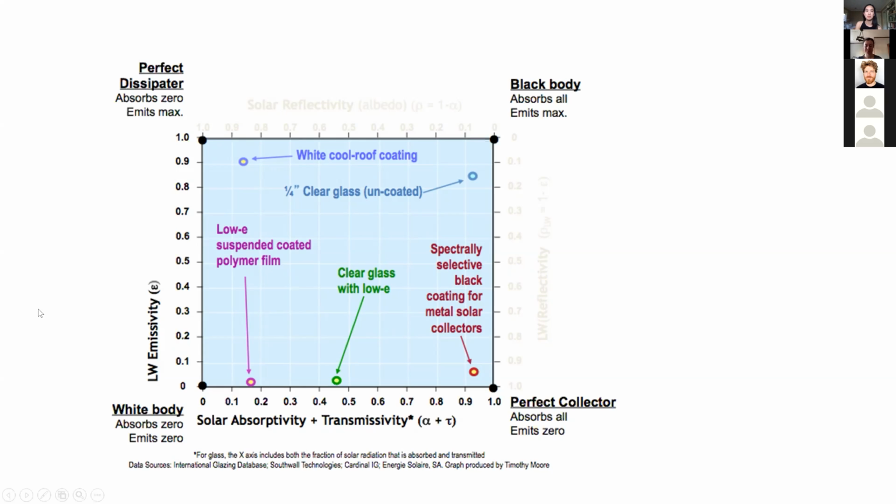Are there any questions that people want to ask about this before we move on? Which part is urban heat island effect? The one that combats urban heat island effect is the white cool roof coating. Okay, I see. Yeah, because it doesn't absorb the solar radiation, but emits maximum. So that means that you're not putting all the heat into cities with a lighter roof coating. Makes sense, thanks.